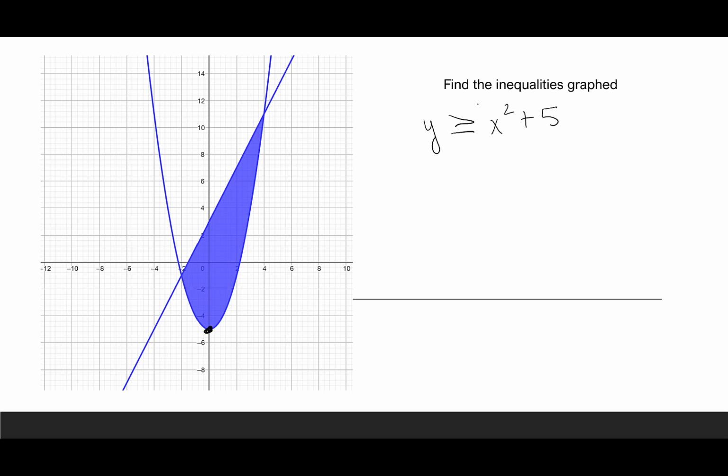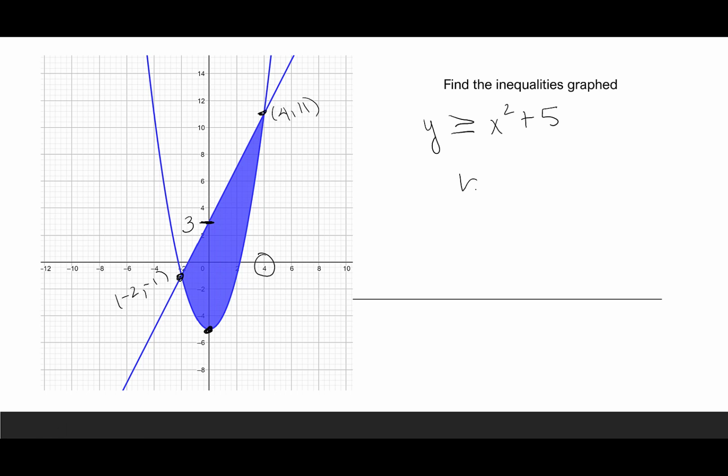The second thing I have is a line, and hopefully you can see it has a y-intercept here at 3, so it looks like at 4, it's at the point 11, so 4, 11. It also looks like it's at -2, -1, so I'm going to come up with that equation of that line, and then I'll turn it into an inequality.